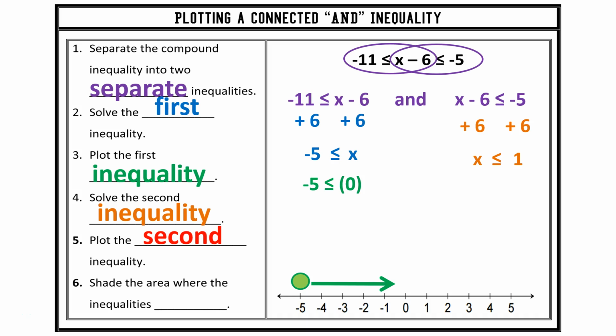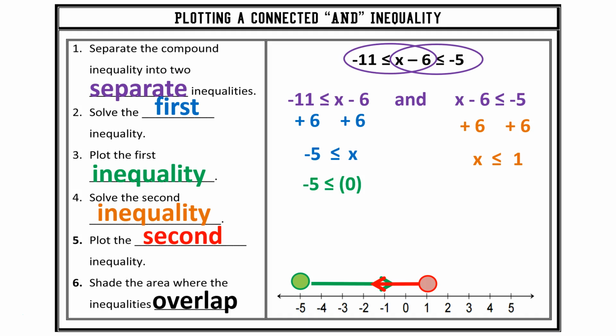Now I need to plot the second inequality. That's going to be another closed point. That means that 1 is an included solution. I'm going to plug in 0 or any point. I also could look at it as x is less than or equal to 1. Replace the word x with the phrase, the solutions. The solutions are less than 1. So 0, negative 1. Those are all true. Those all are solutions that are less than 1.